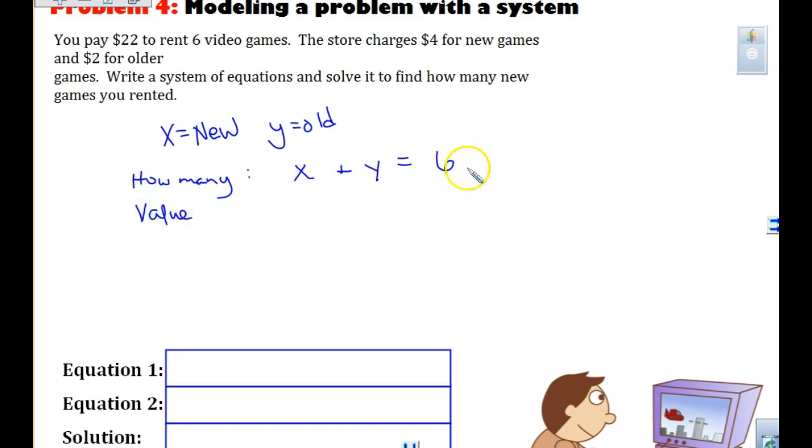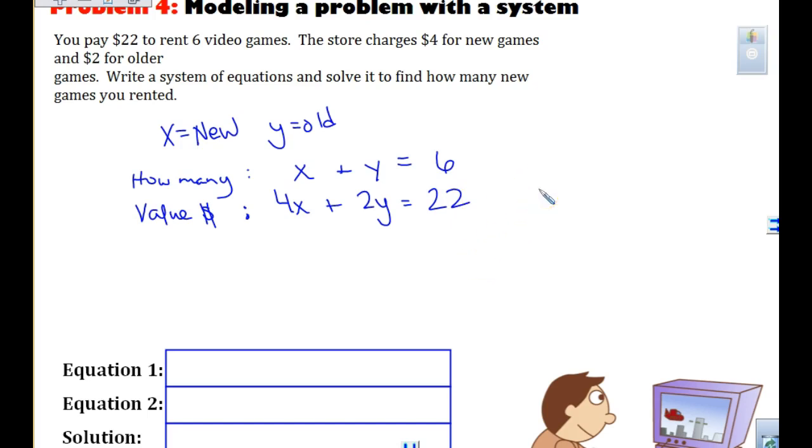This first equation is in which form? Standard. The second one with the value of each game is also in standard form. What is the value of a new game? How much is it worth? 4. So 4x plus 2y equals 22. So the value, like in this case, the dollars. Those are my two equations.